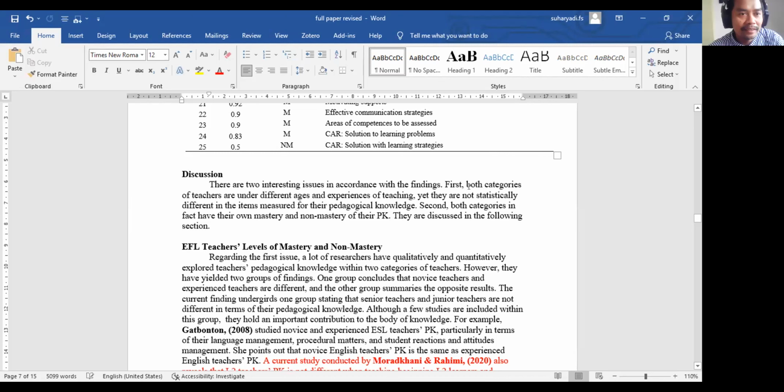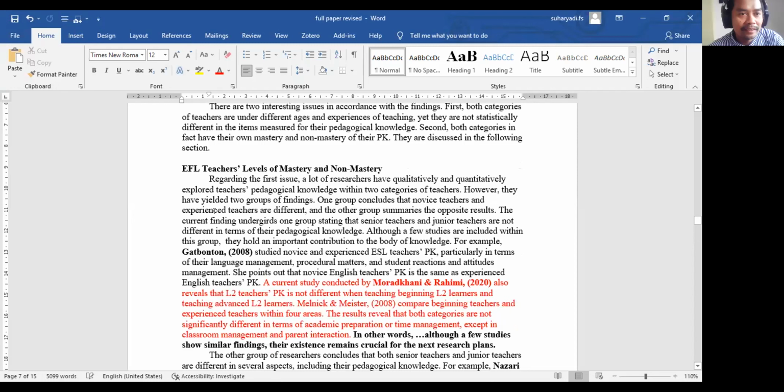Now, both categories of teachers are of different ages and teaching experiences, yet they are not statistically different in the item method for their pedagogical knowledge. This is the first issue. The second one is that both categories in fact have their own mastery and non-mastery of their pedagogical knowledge. This is what I mean, number one.